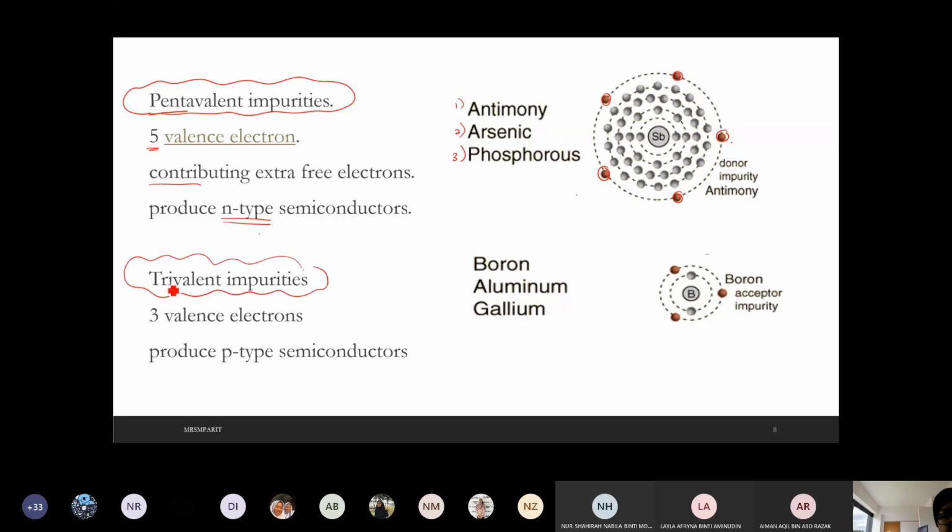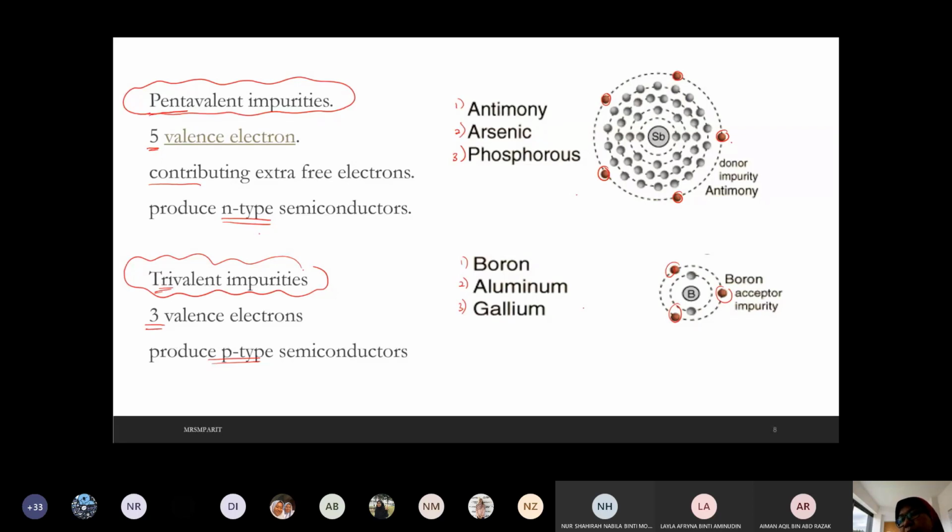The name is tri. What does tri mean? It has 3 valence electrons. 1, 2, 3. And this produces p-type semiconductor. So these are the examples. Do you need to know the examples? Yes, you need to know a few examples.